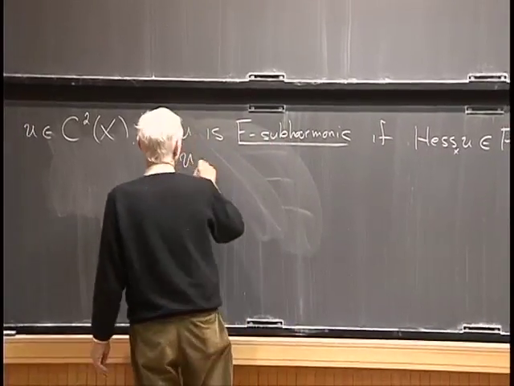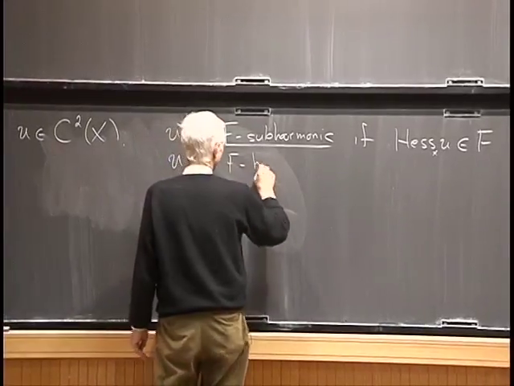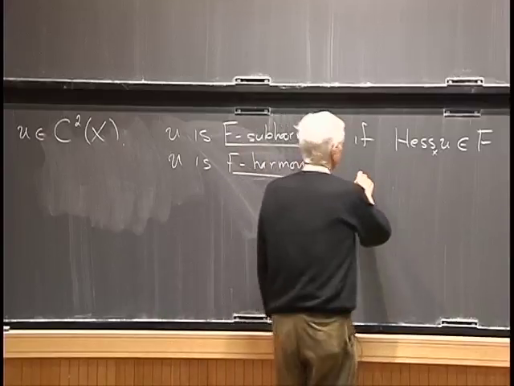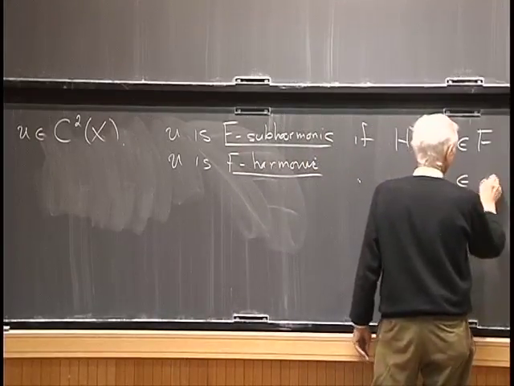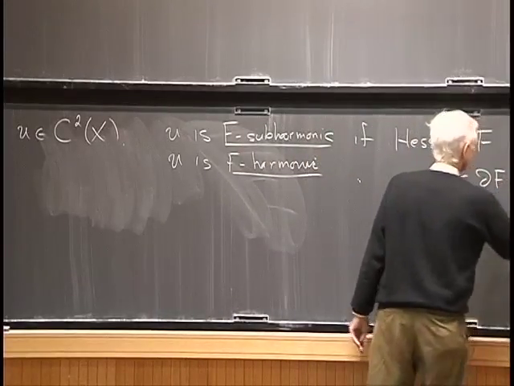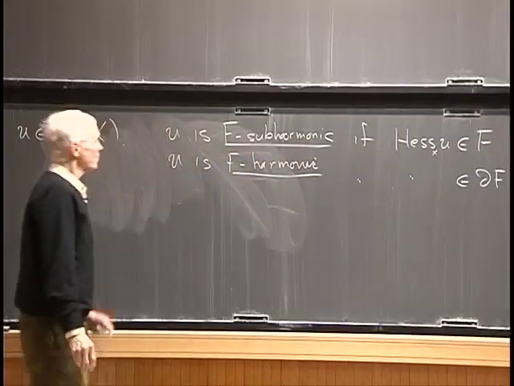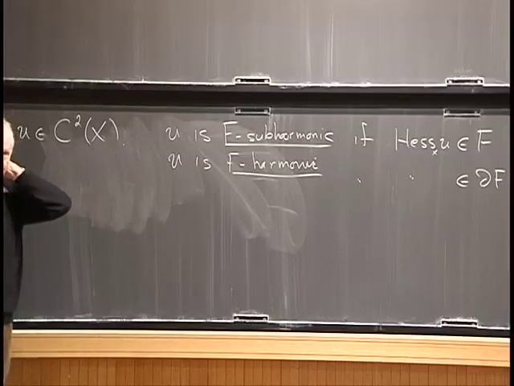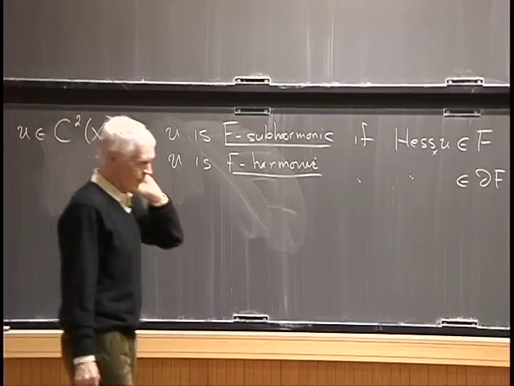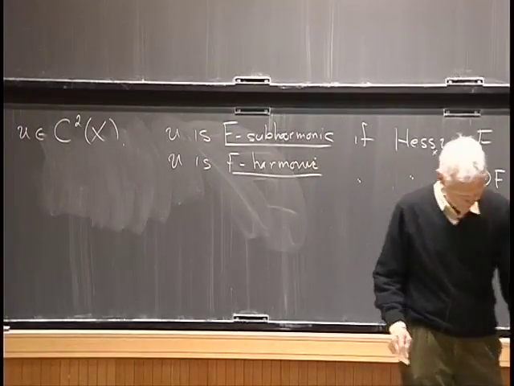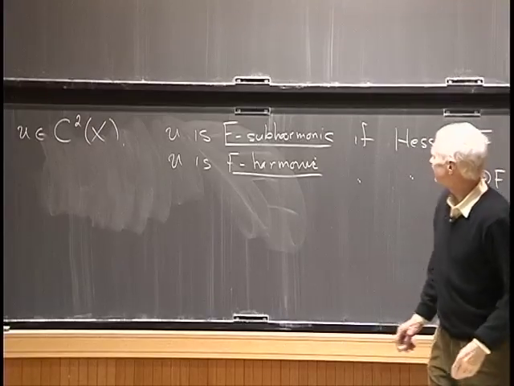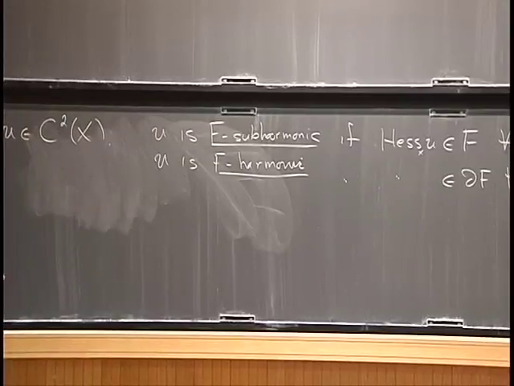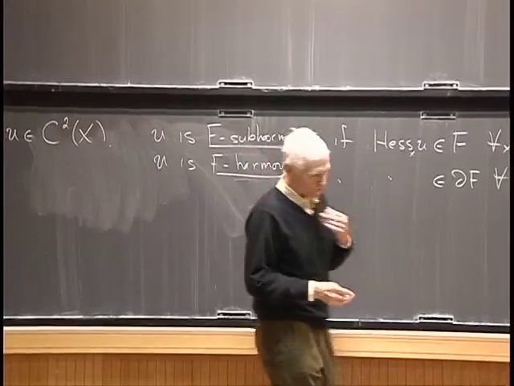And u is F-harmonic if the Hessian lies in the boundary of F for all x in space. Okay, so this is a completely sensible definition for C2 functions. And now let me give you an example of why this might be a reasonable thing to do, and in fact, often a quite reasonable thing to do.